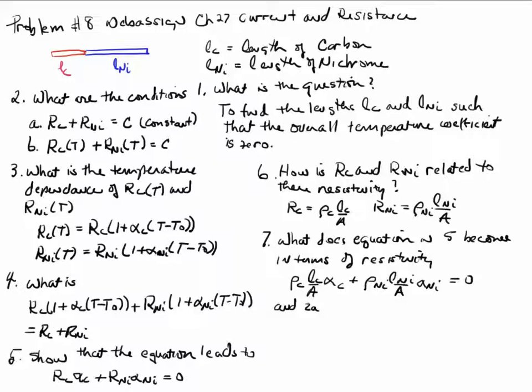And what about 2A? What does it become in terms of resistivity? Pause and work it out. Then continue. And of course, that is that the resistivity times the length over the area of carbon plus the resistivity of nichrome times the length of nichrome over area must be equal to that constant C.